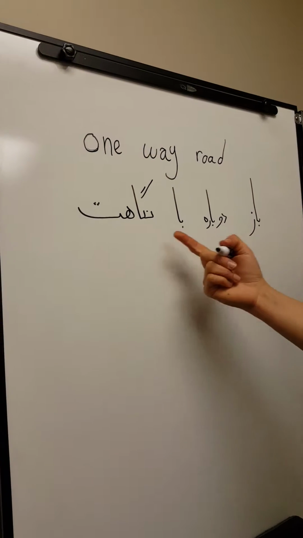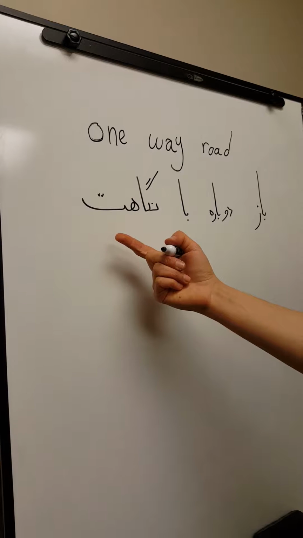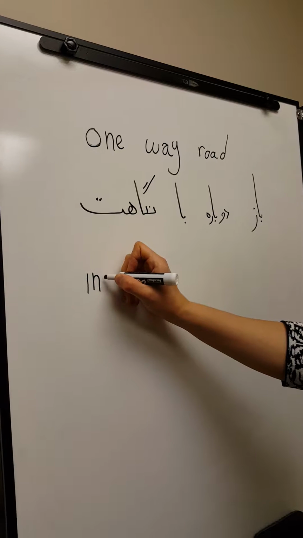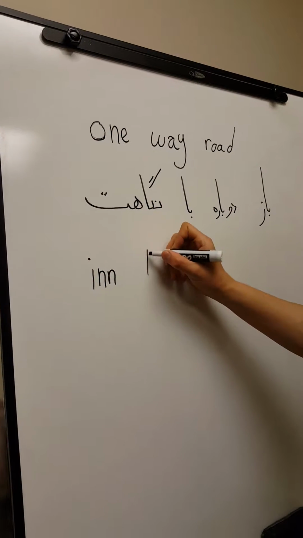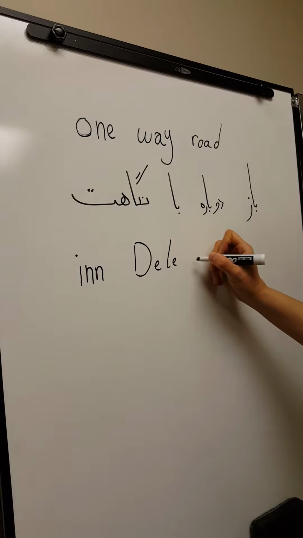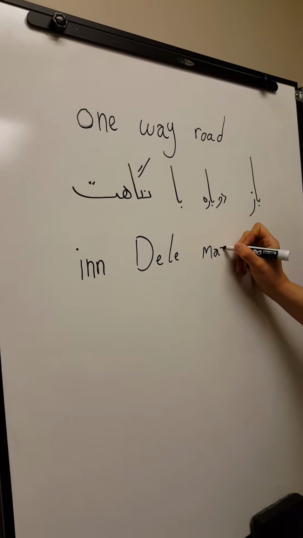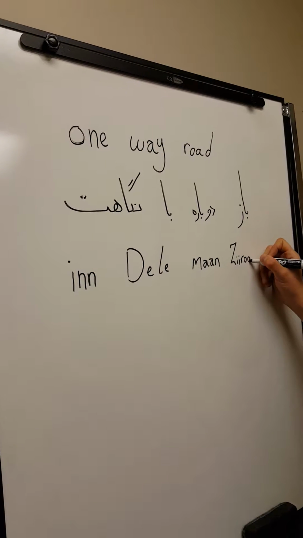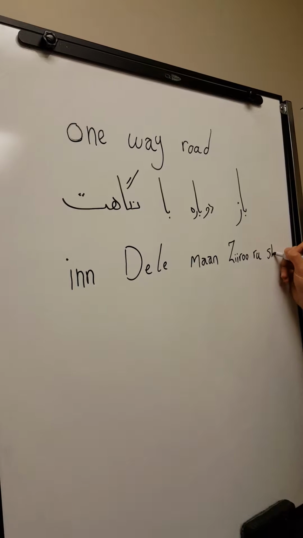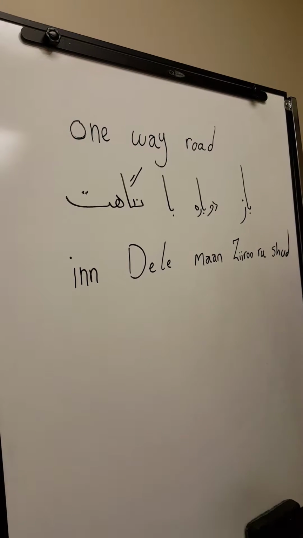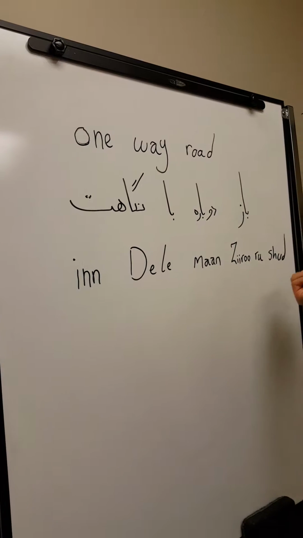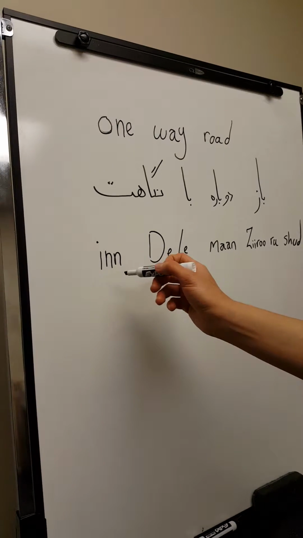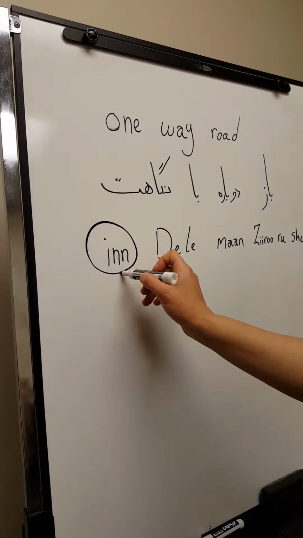After the verse باز دوباره با نگاهت, there's another verse. It says دل من زیر رو شد. So what do these words mean and how are you going to write them in Farsi? I'm going to start with the word این.